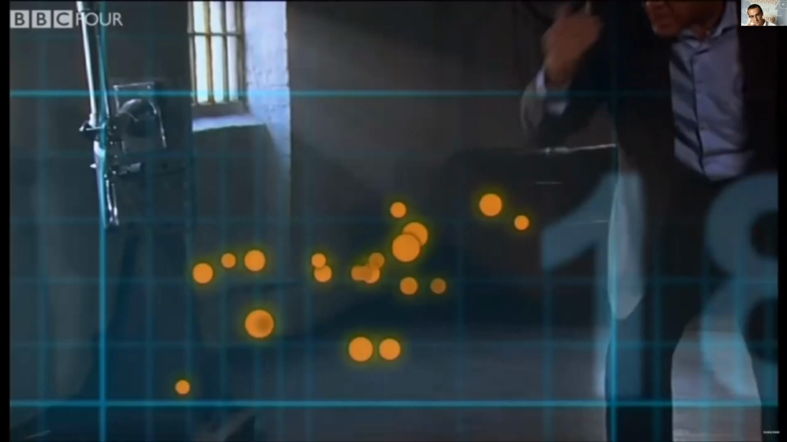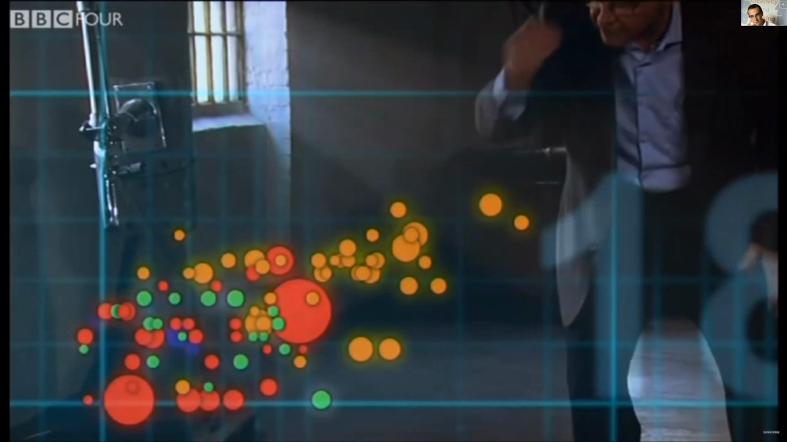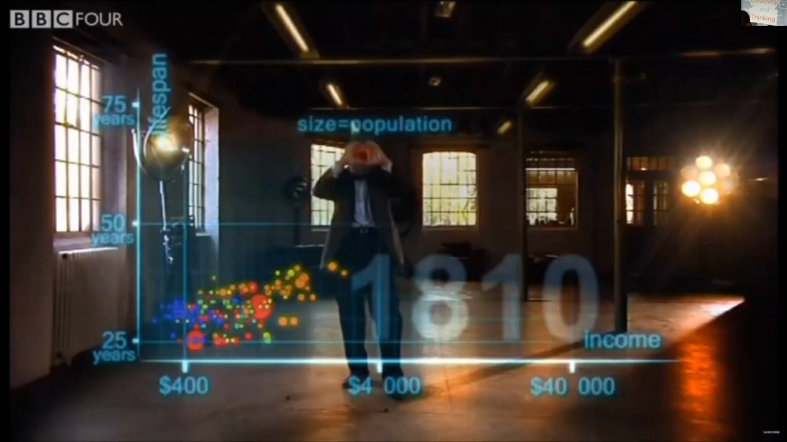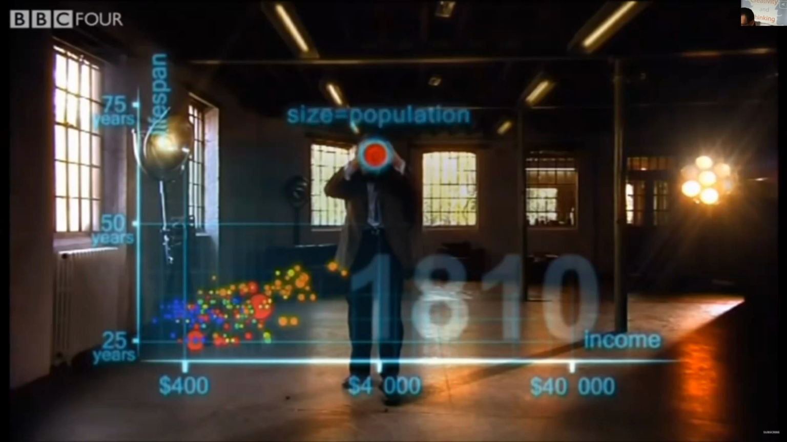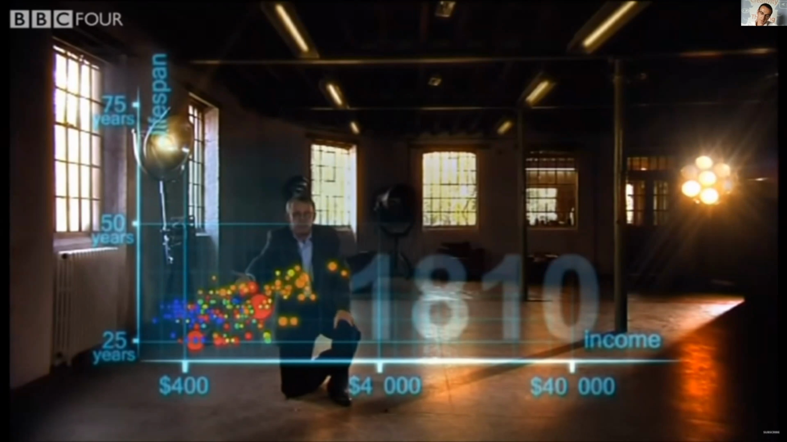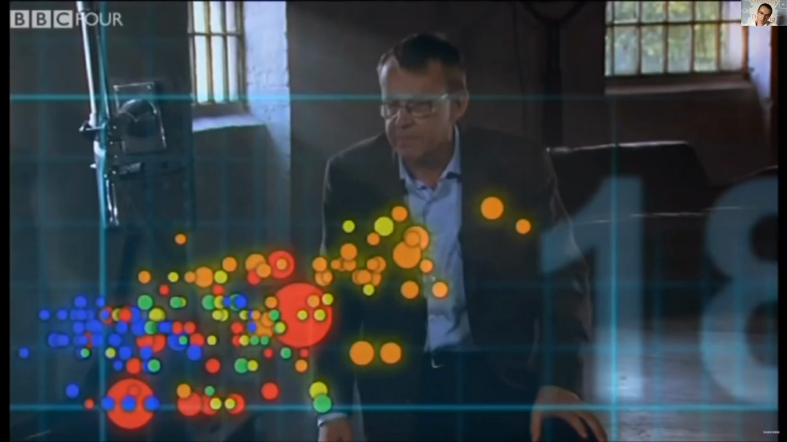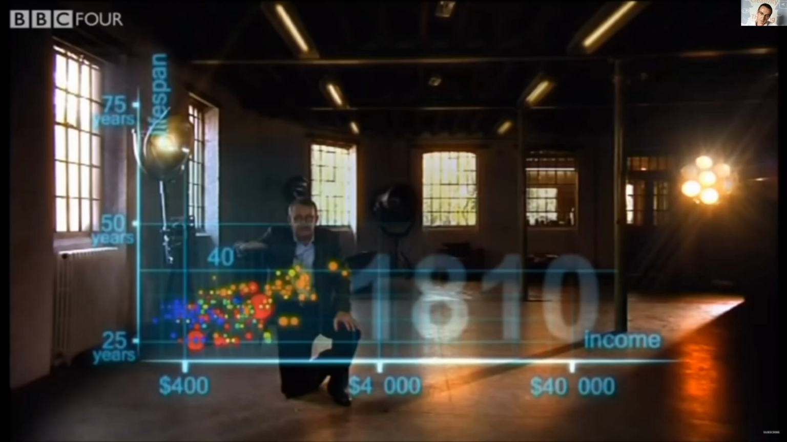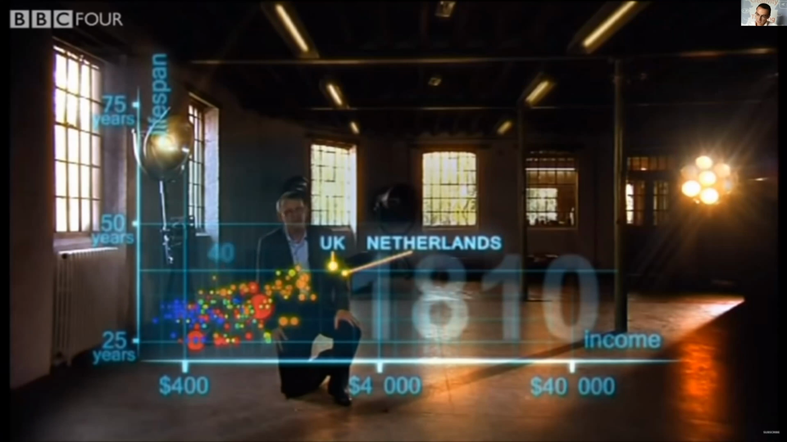Europe brown, Asia red, Middle East green, Africa south of Sahara blue, and the Americas yellow. And the size of the country bubbles show the size of the population. And in 1810, it was pretty crowded down there, wasn't it? All countries were sick and poor. Life expectancy was below 40 in all countries. And only UK and the Netherlands were slightly better off, but not much.